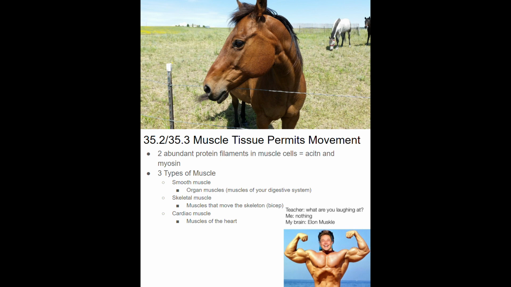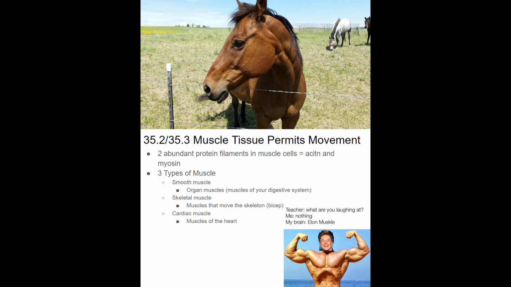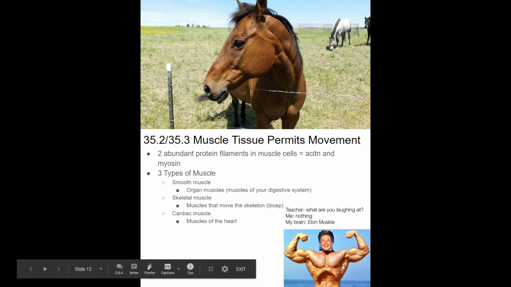Thank you, cardiac muscles. Really bad joke here. Elon Muskle. Instead of Elon Musk, or he's Musk. You get it. Okay, moving forward.